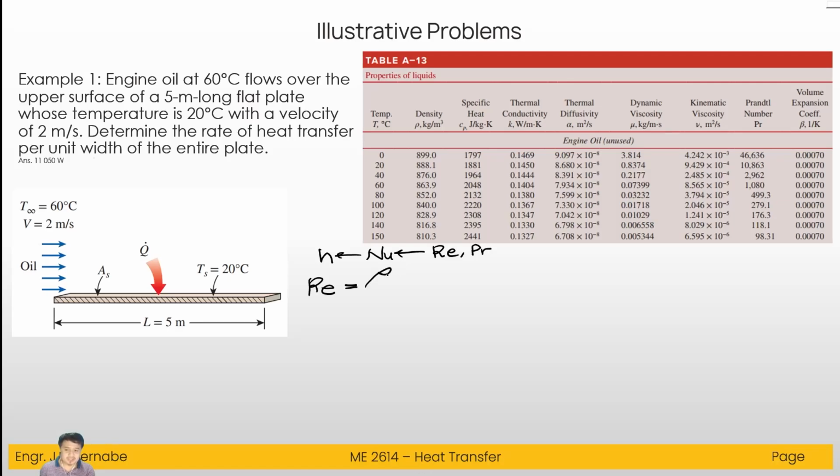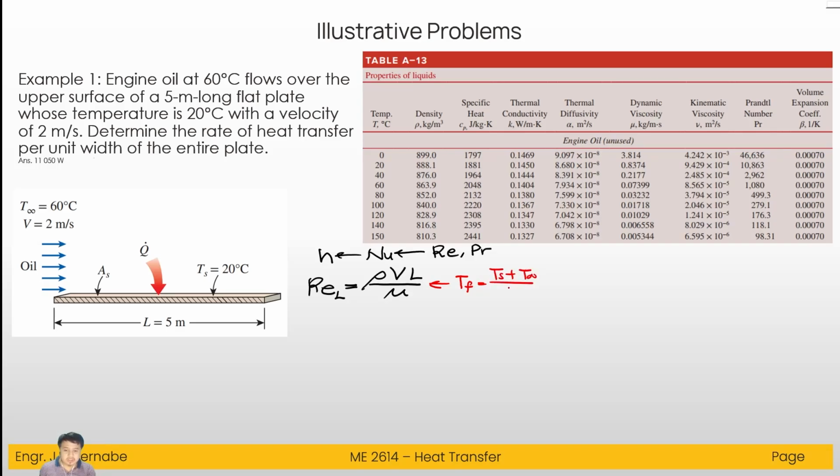I will just use this one: rho V Lc over mu. Lc here is the total length, which is 5 meters, since we want the Reynolds number at this length. The density and the viscosity depend on the temperature, so you need to find first the film temperature Tf, which is just Ts plus T infinity over 2.